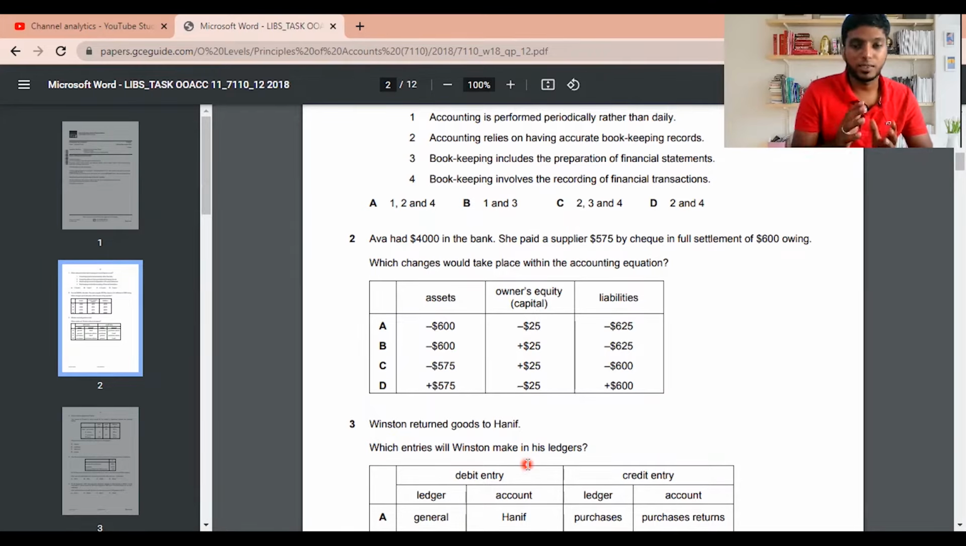So Ava has a balance of 4,000. That doesn't matter for us. She's paying 575 by check in full settlement of 600 owing. So when you pay 575, actually your asset will decrease by the amount you are paying. Because when you pay 575, you can't decrease 600 from the books of account. So you need to decrease 575 only. So which is decreasing 575 in the assets?